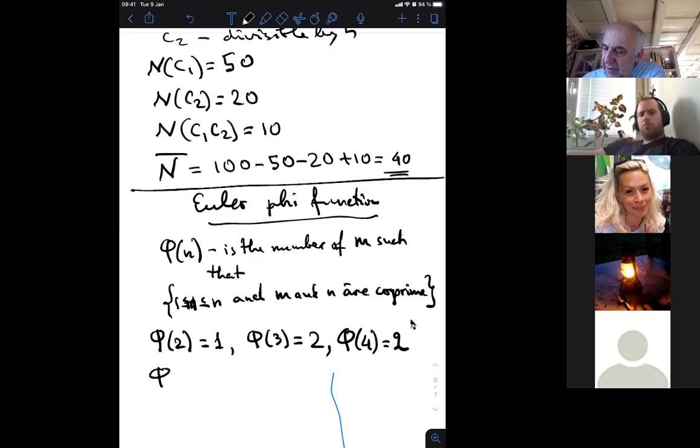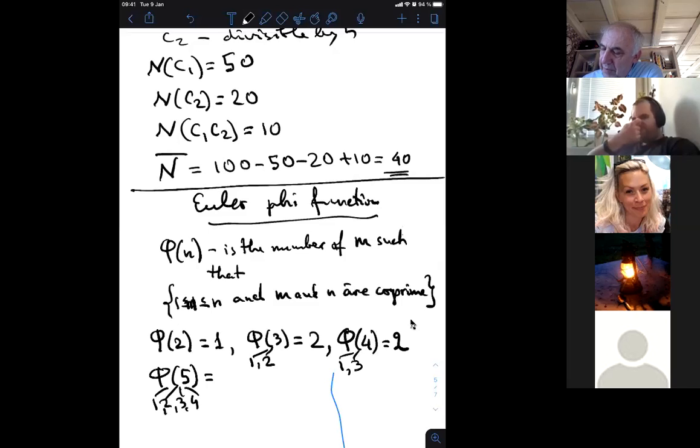Now what about phi of 5? What is coprime? No common factors, no common divisors. Two numbers are called coprime if there is no non-trivial divisor dividing both of them. For example, 2 and 4 is divisible by 2, so 2 is not counted. So for 3, we have 1 and 2 counting in there.